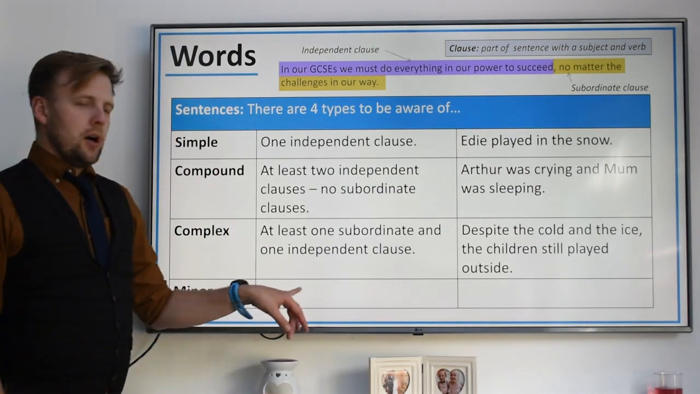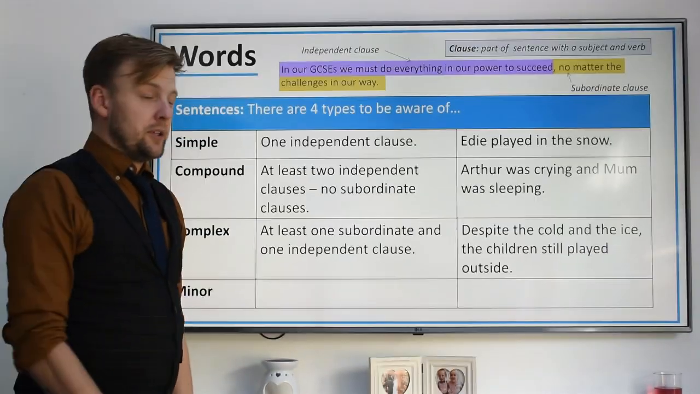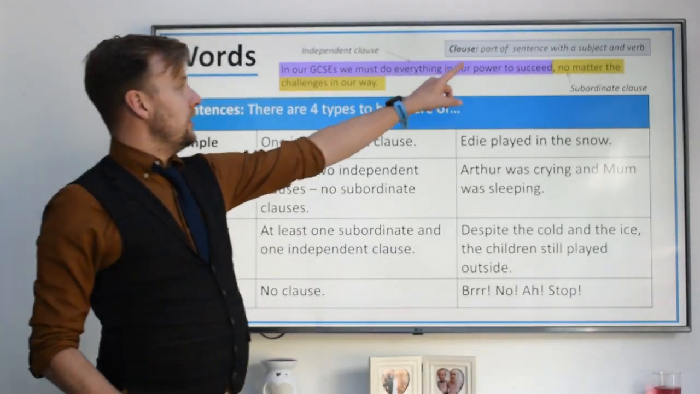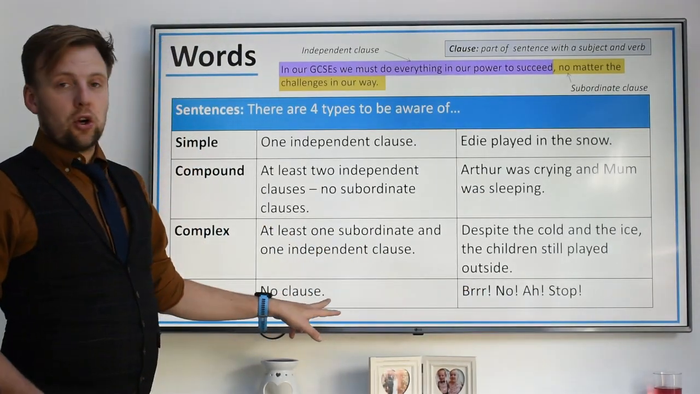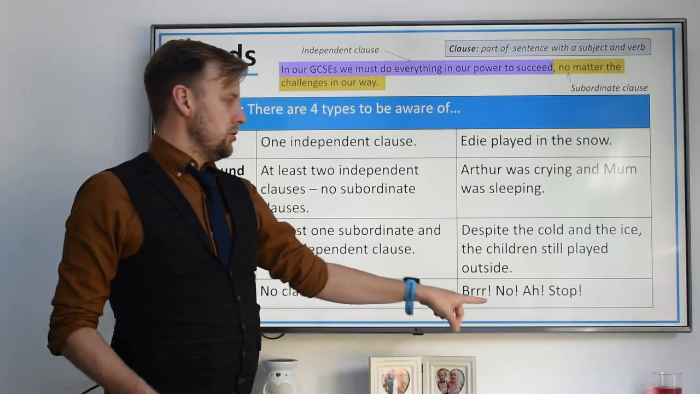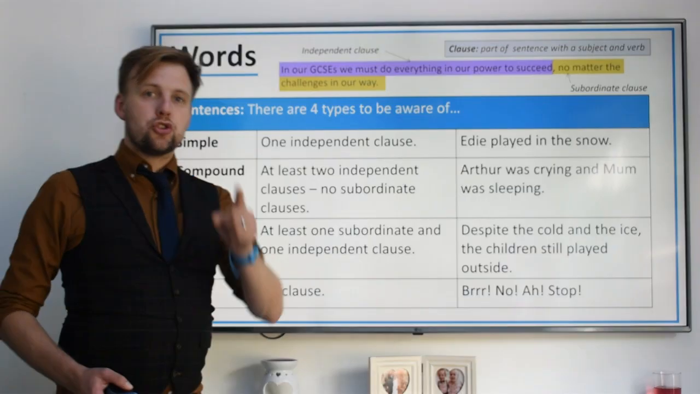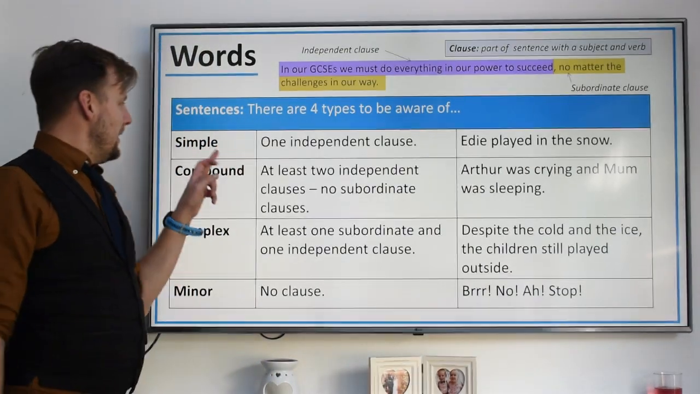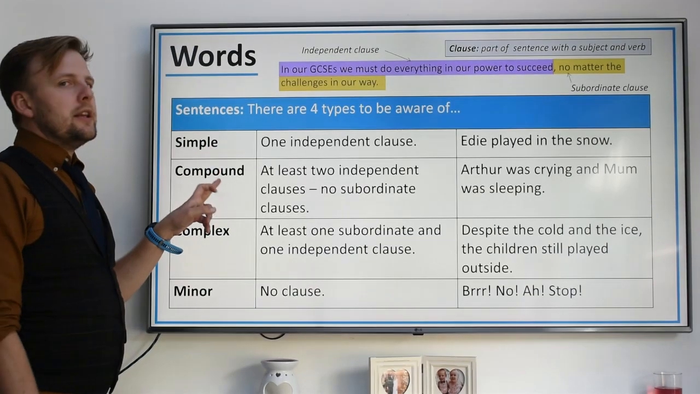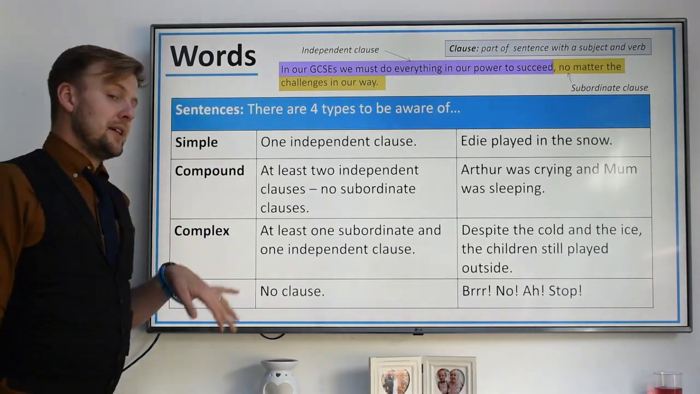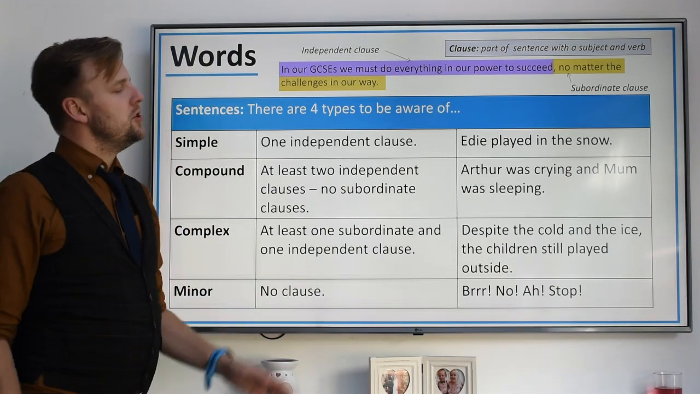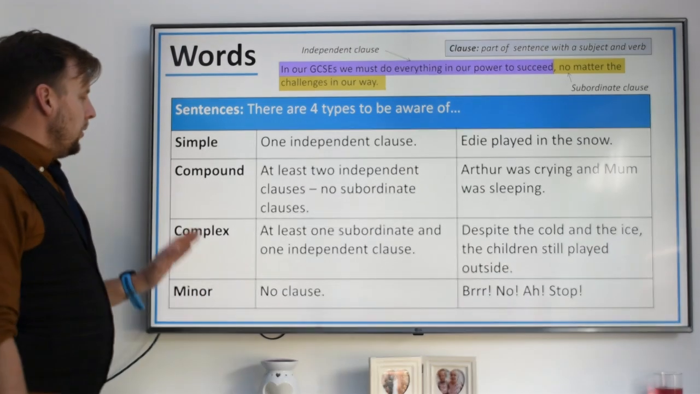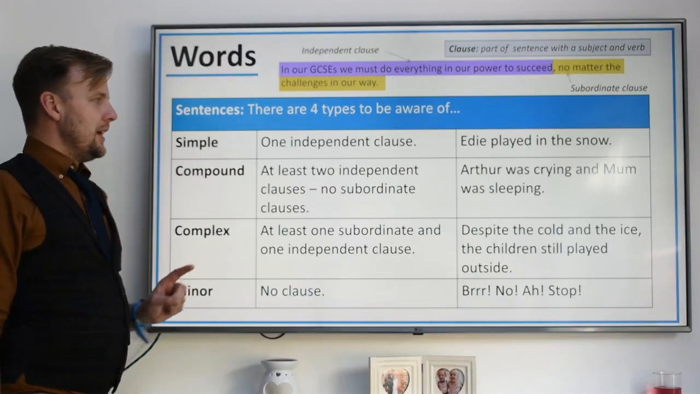okay? A minor sentence is also sometimes called a fragment in some places, where there is no clause. A clause is where it's got a subject and a verb, as you see on the top here. If it's missing one of those two things, like brr or no, stop, those are all minor sentences, okay? But as I say, we don't want, and this is what some people do, it's a complex sentence reflecting the complexity of the situation. No, that's just the word type, that's just the key term, okay? We're not interested in that, we are interested in the pace.